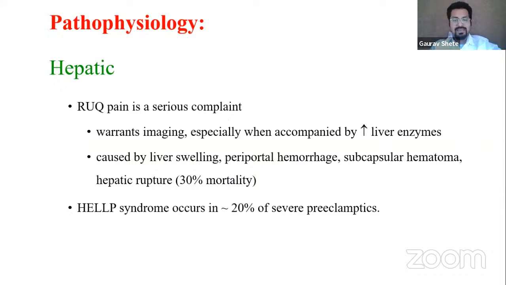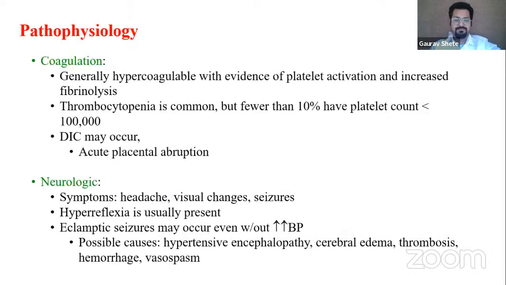Hepatic: right upper quadrant pain is a serious complaint. It's a warning sign, especially when accompanied by elevated liver enzymes. HELLP syndrome basically stands for hemolysis, elevated liver enzymes, and low platelet count. Almost 20% of uncontrolled preeclampsias might land up in HELLP syndrome. In coagulation, generally there is a hypercoagulable state, with platelet activation. There is increased fibrinolysis. DIC may occur and platelet count starts gradually falling, and once it falls below 1 lakh, it is a red flag. DIC may occur and placental abruption might also take place.